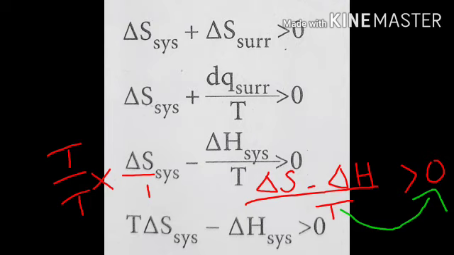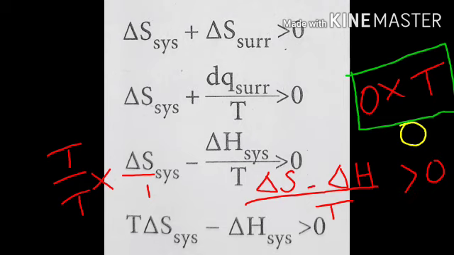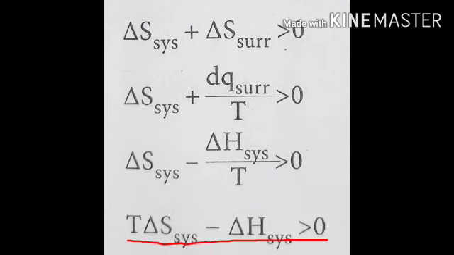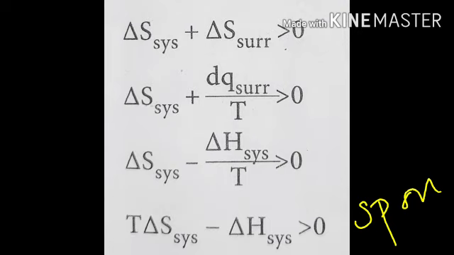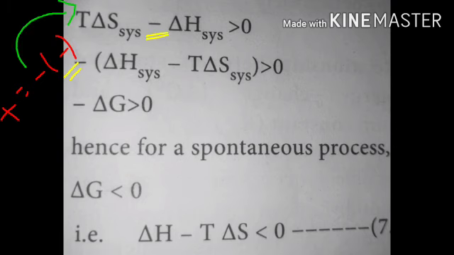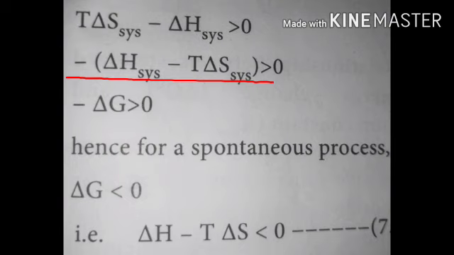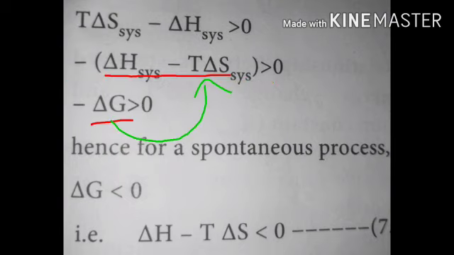Denominator T goes to the right side. Right side 0. So 0 into any number is 0. Therefore, T del S system minus del H system greater than 0 for a spontaneous process. Now we take the negative sign outside. So minus del H system minus T del S system greater than 0. Now we write del G instead of del H system minus T del S system. Therefore, minus del G greater than 0.